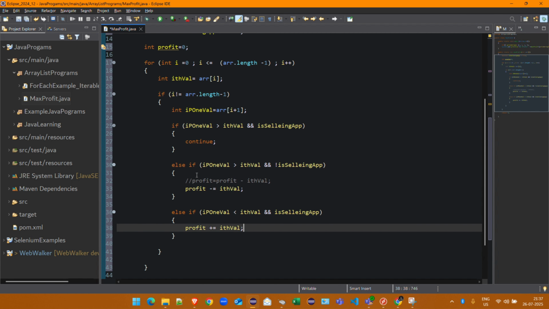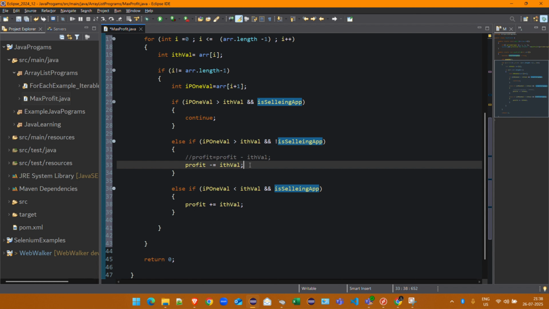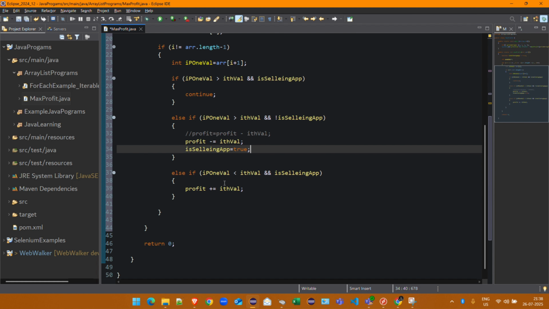I'm sorry, we are missing one more thing. We would have to change this value as well. Earlier, when I move to this condition once again, here next day value was more than today's value and purchase was applicable, right? Purchase was applicable. So that means we bought it and now selling should be applicable. Since we have bought something, selling has to now change to true. Only then it will calculate, right?